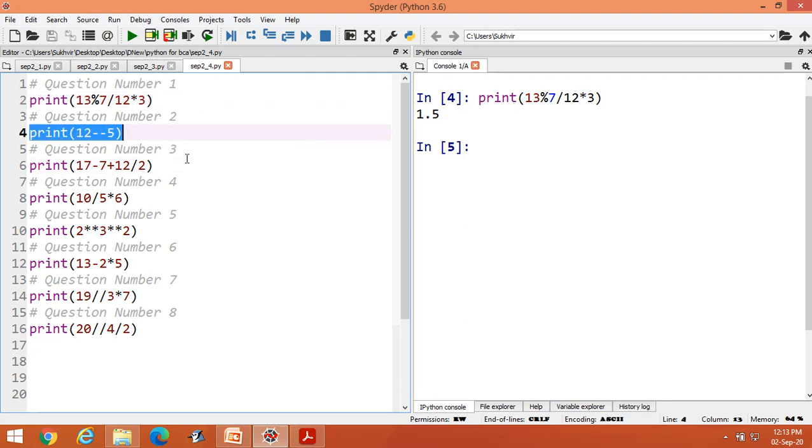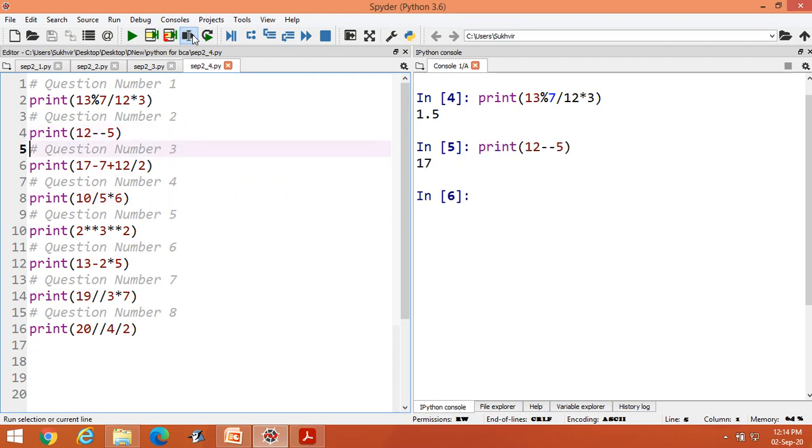Now what about this one? 12 minus 5. Let us check the output.